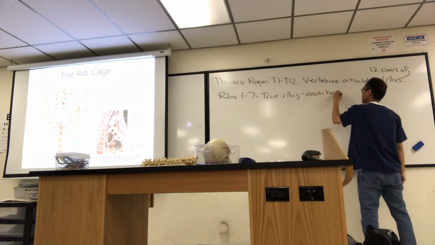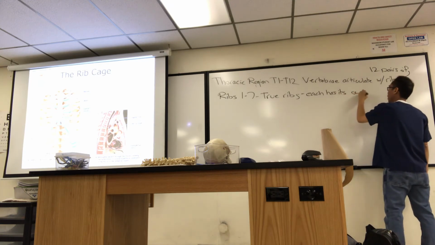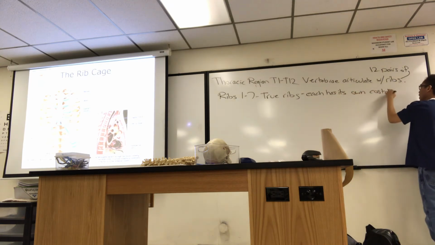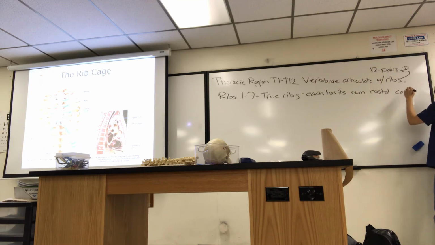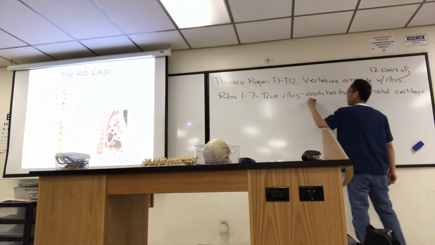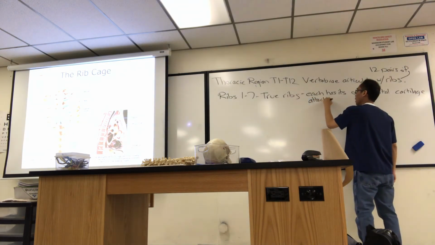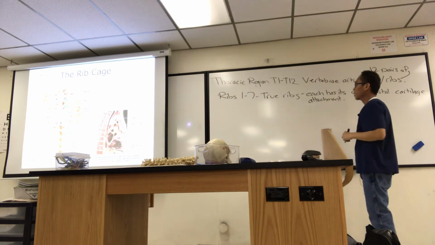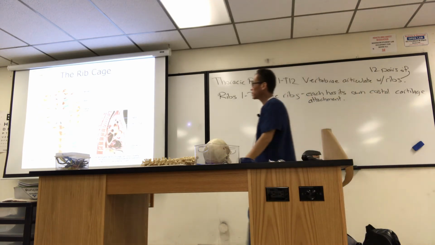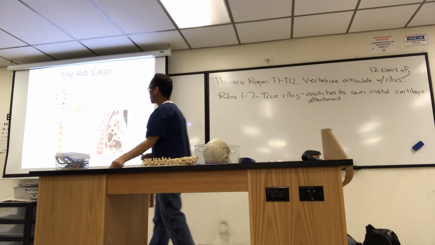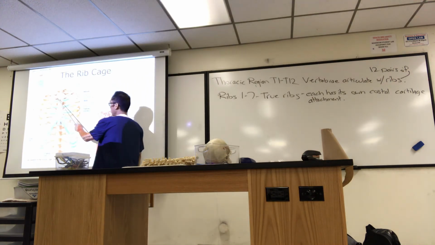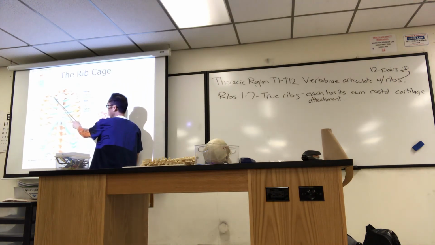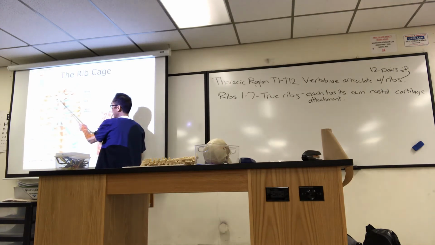Each has its own costal cartilage attachment. Notice rib 1 articulates with the manubrium via its costal cartilage. Rib 2 articulates at this angle called the sternal angle. It's between the manubrium and the body of the sternum.